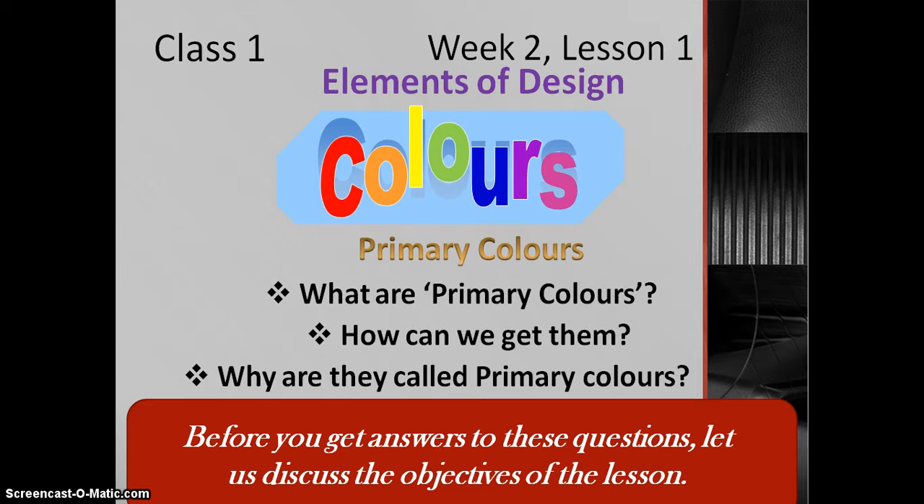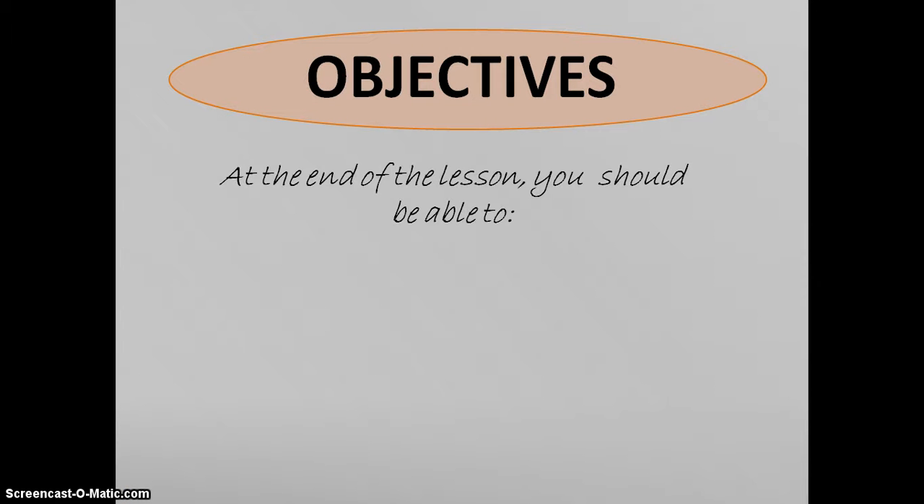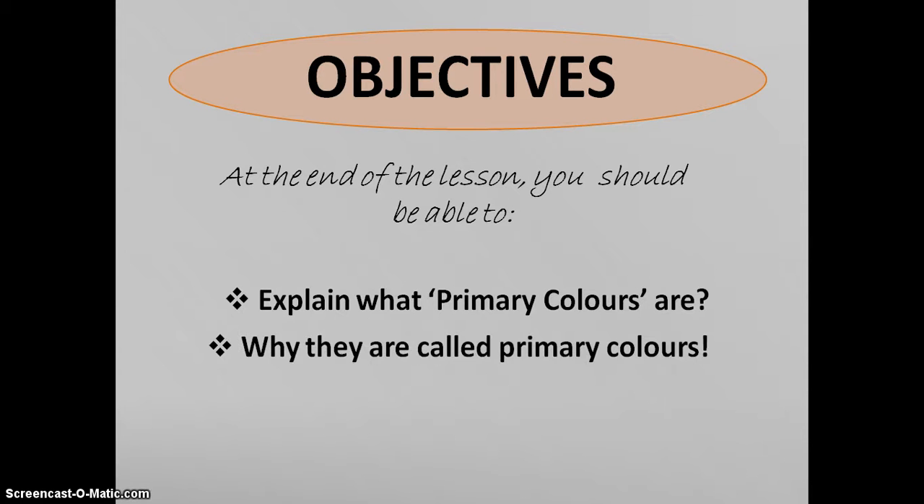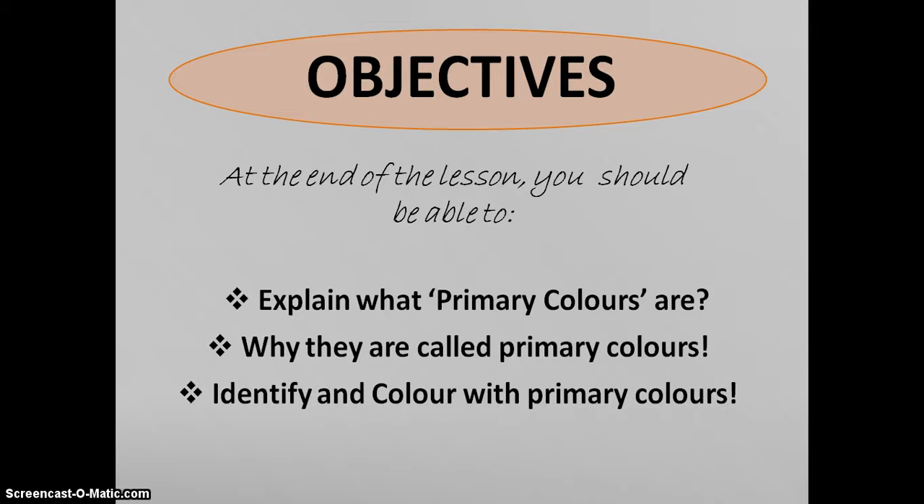Before you get answers to these questions, let us discuss the objectives of the lesson. At the end of this lesson, you should be able to explain what primary colors are, why they are called primary colors, and you should be able to identify and color with primary colors.